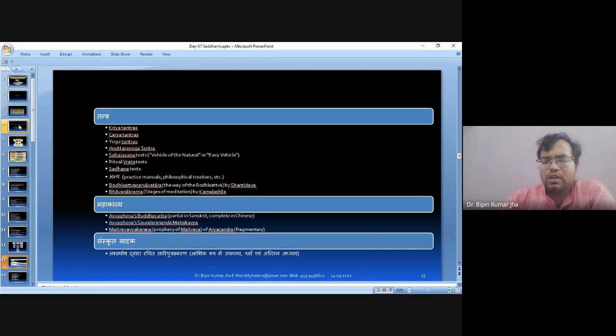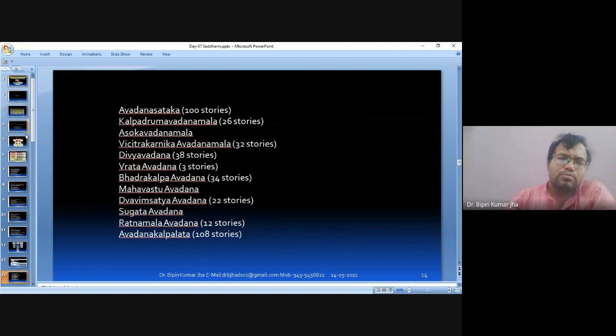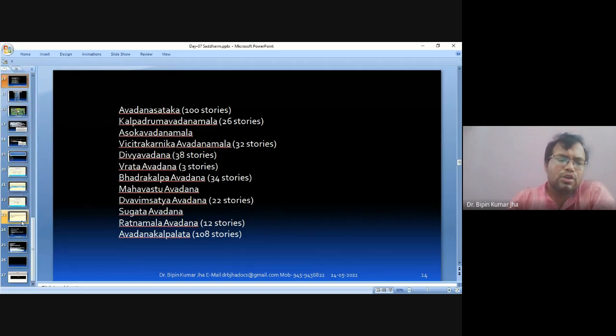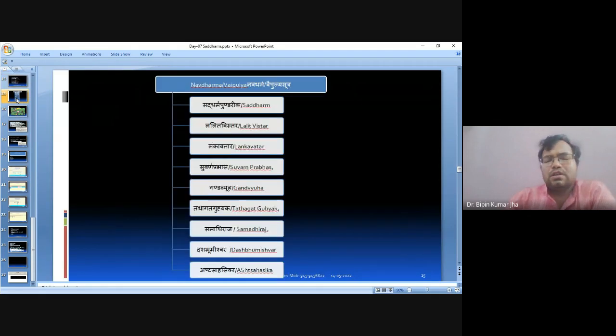But I have given an example here only from the Buddhist area, so that those who belong to this area can understand how much potential Sanskrit has. So we need to study this language, and we need to understand Sanskrit.